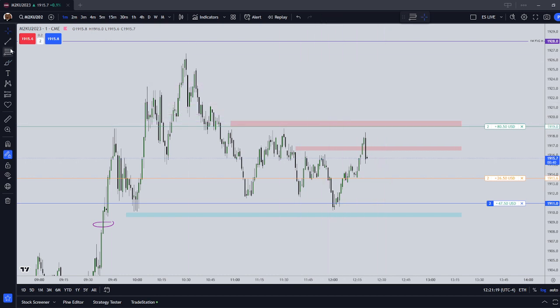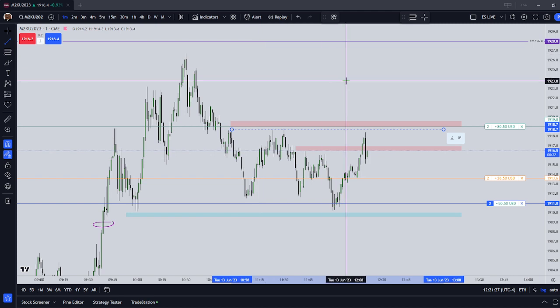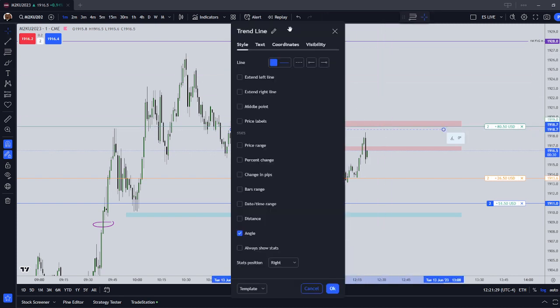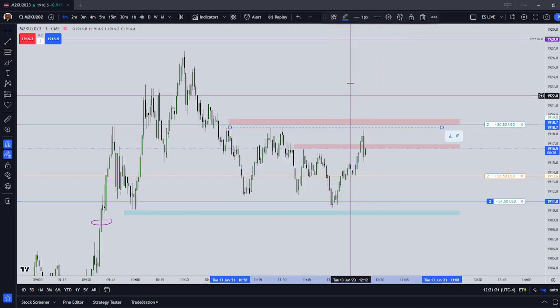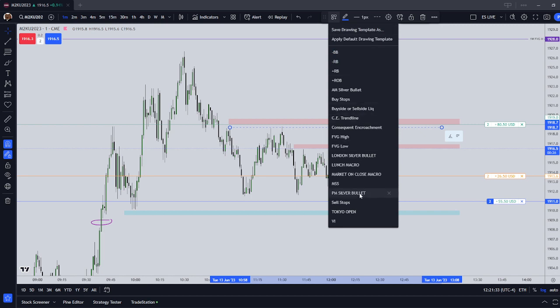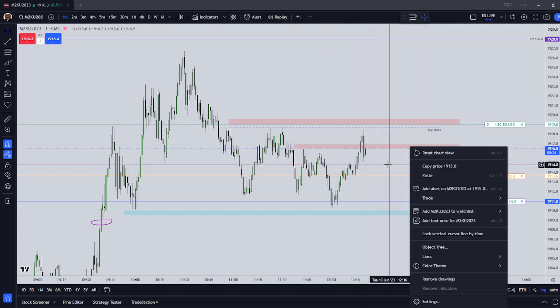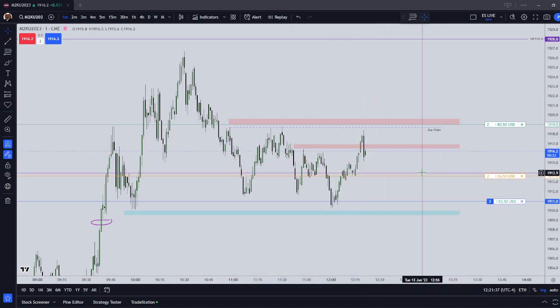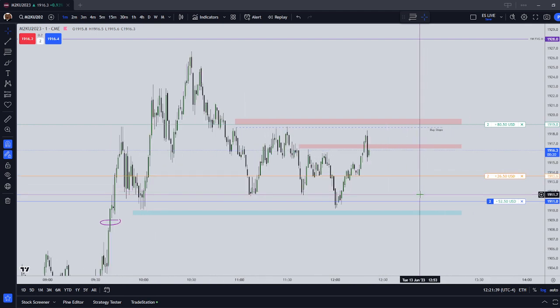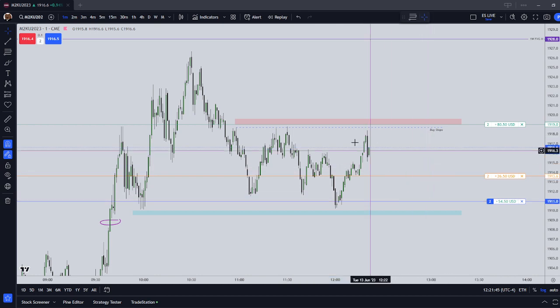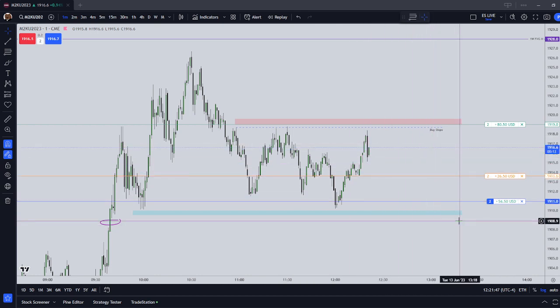But what I believe is happening is we are manufacturing more buy stops, more liquidity. Which is what the algorithm is designed to do. It's designed to maximize the liquidity formation. So we've now exhausted this first area of liquidity. Well, not exhausted it, but we've moved through it. So I'm going to remove it.